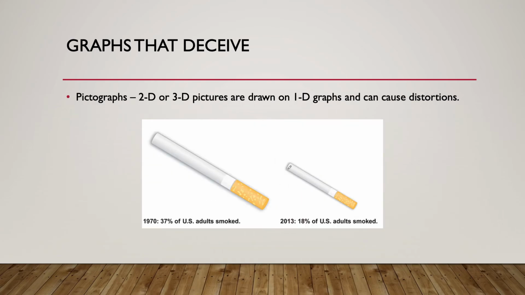A pictograph is another graph that deceives. It's a 2D or 3D picture drawn on a 1D graph, and it could cause distortions. You could also, for example, look at the way that these cigarette butts here are graphed. This one says 30% of US adults smoked, here it says 18%. This one appears to be double both the width and the length, which means that the way that the percentage here is displayed, this percentage should be much higher than it actually is. But in this case, it's not.